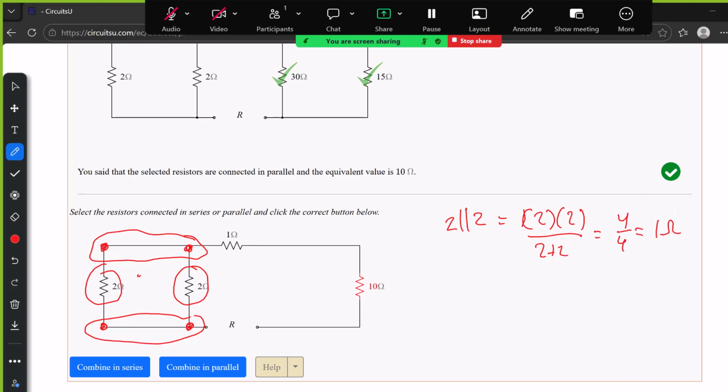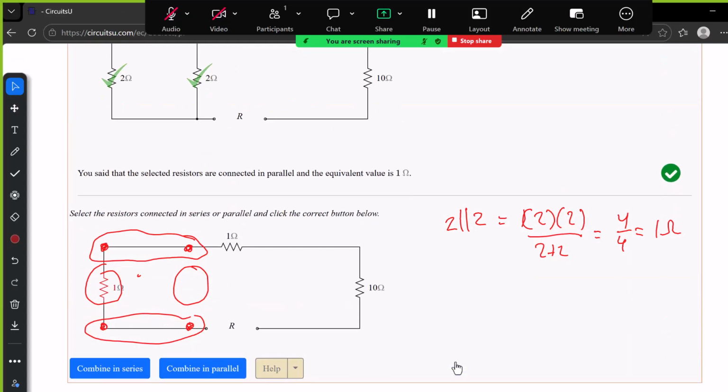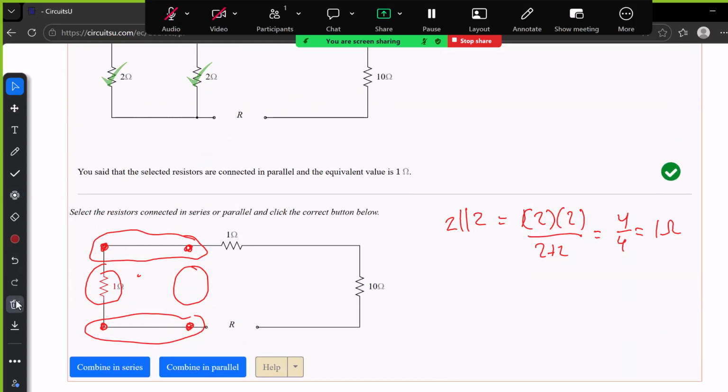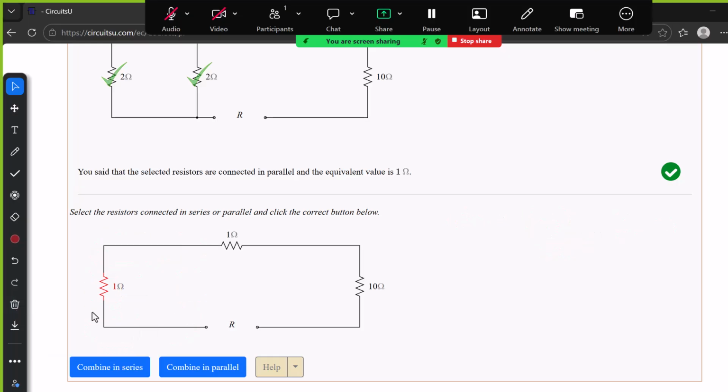Then we can combine these two resistors in parallel. One of them will be replaced by an open circuit, because they are in parallel, so one of them has to be open, and we'll replace the 2 with 1. Then we submit, and it is correct. And then finally, we can simplify all these three resistances by combining them in series.